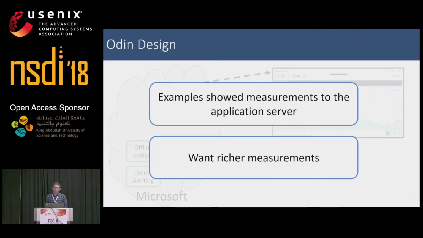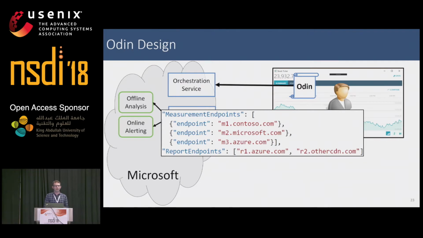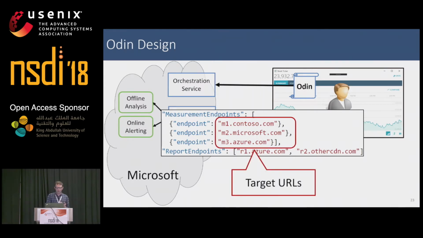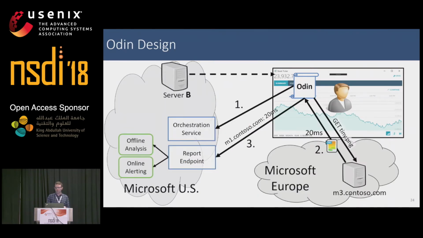So our examples so far showed Odin collecting measurements to our application servers, but it also supports other types of measurements. For this, Odin clients first contact an orchestration service, which returns a measurement specification. And the measurement specification is customized for the requesting application and the client. We show a minimized version here, but it contains things like target URLs and primary and backup report endpoints. So with the orchestration service, from a single location, we can measure many different Microsoft services in many different locations.